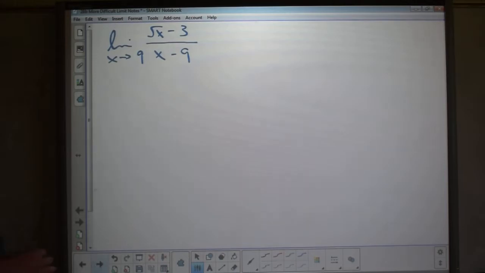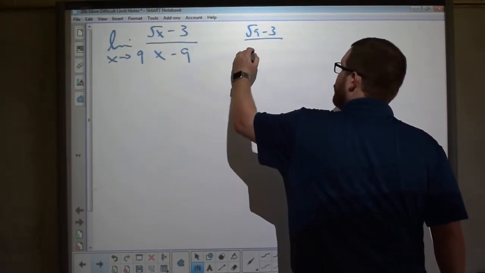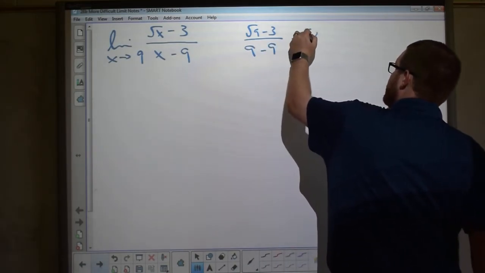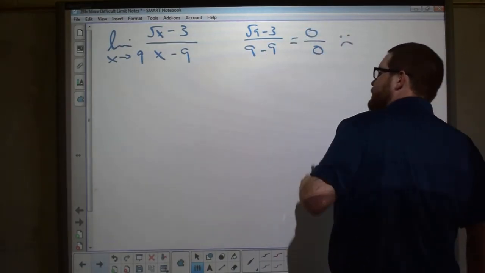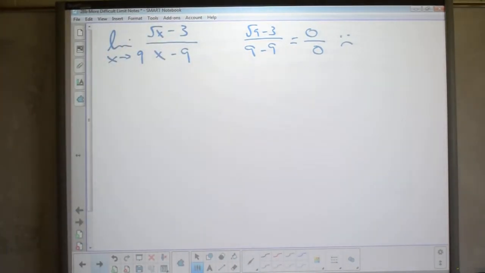Okay, if I plug in the 9, I'm going to get square root of 9 minus 3 over 9 minus 9, which is 0 over 0. It's that indeterminate form that we don't like. We don't know whether it means 0 or a number or undefined.